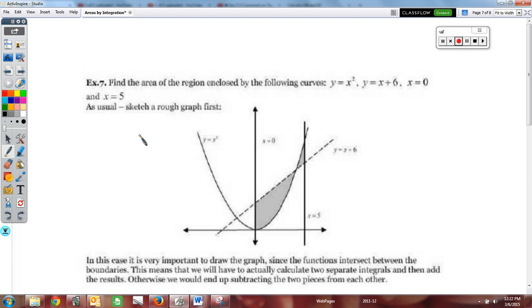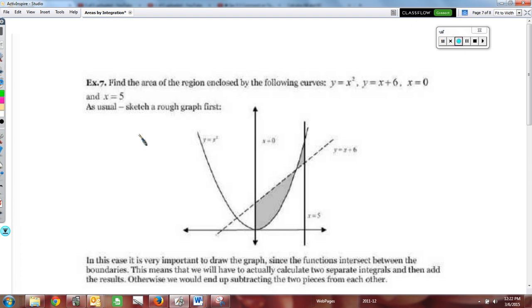All right, so here's another example, and this is one that's kind of interesting when we start to get in. Notice that in the examples I had previously, there was one function on the top, one on the bottom, one on the right, one on the left. What we see here is that we have a switch: they intersect, and it switches from the line being on top to the parabola being on top. Hopefully what you can see is that sketching these regions is going to be very, very important.